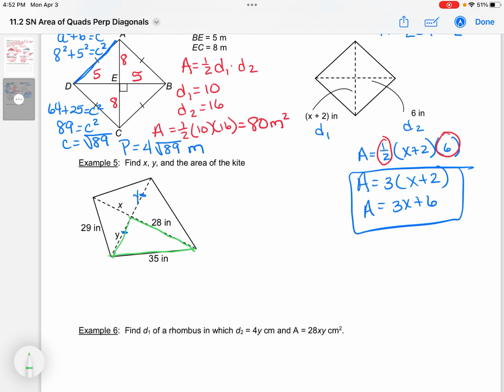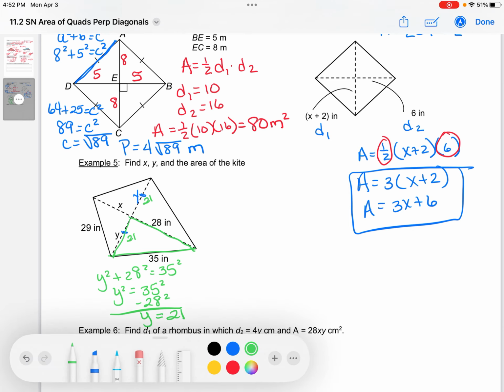and let's use Pythagorean theorem. We're going to have y squared plus 28 squared equals 35 squared. So y squared equals 35 squared minus 28 squared. So remember to square those before you subtract. And I end up with y equals 21 when I find the square root. So this one's 21, this one's also 21.